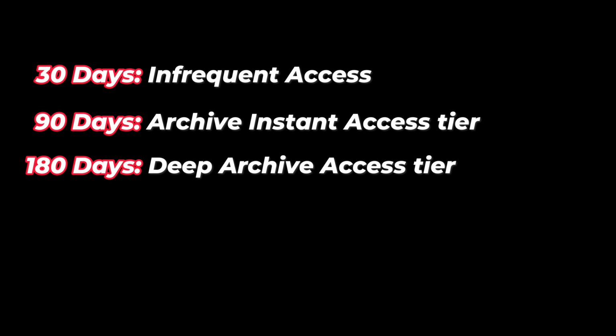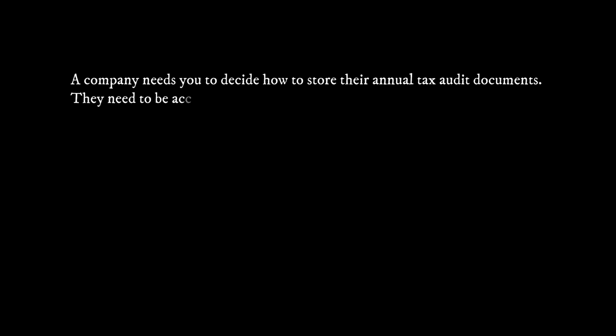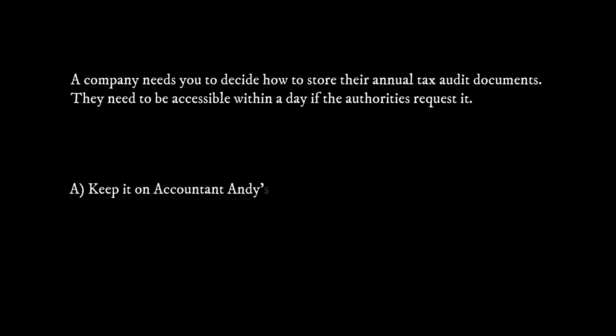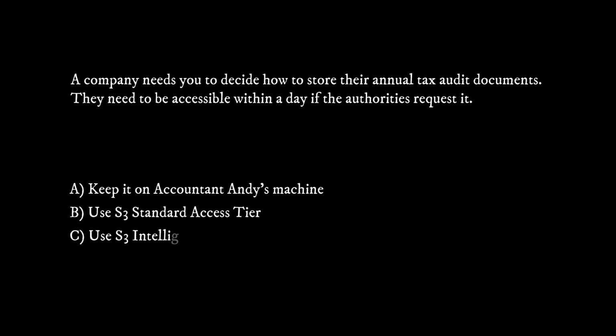Now, let's move to the questions. A company needs you to decide how to store their annual tax audit documents. They need to be accessible within a day if the authorities request it. A. Keep it on accountant Andy's machine. B. Use S3 Standard Access tier. C. Use S3 Intelligent tiering. D. Use S3 Glacier Deep Archive.